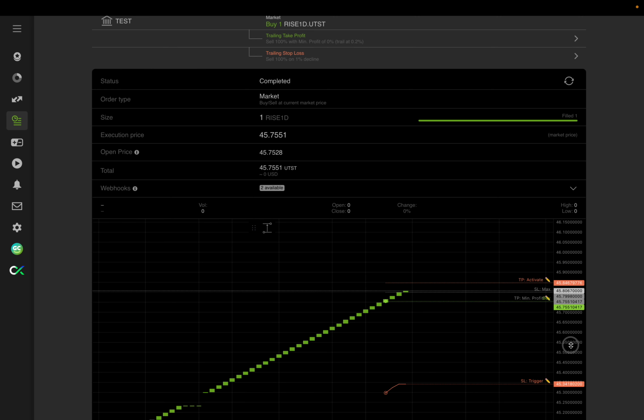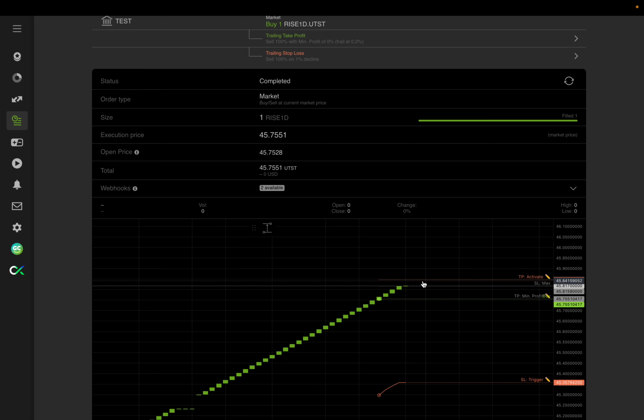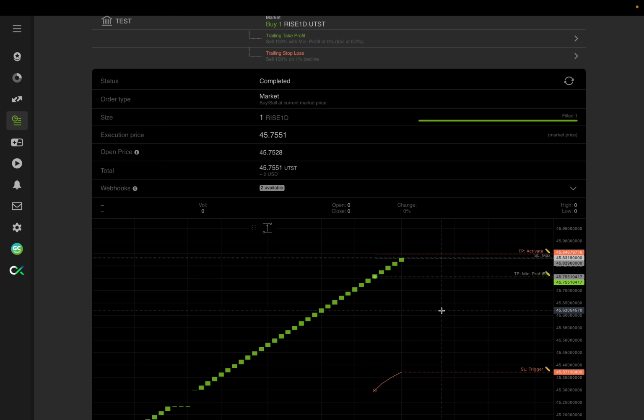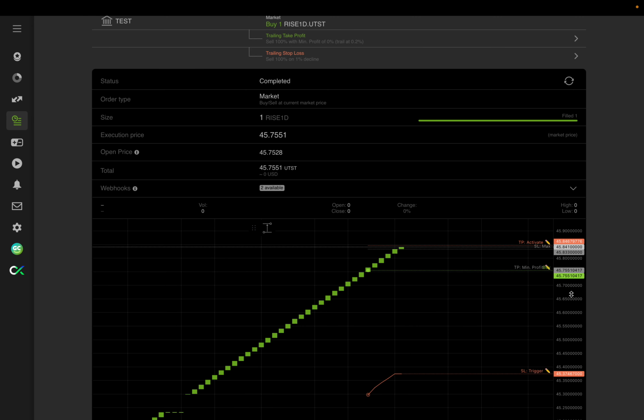So you see trailing stop loss is doing its work, trailing take profit still sleeps. In around 30 seconds, the trailing take profit will start trailing as well, and then your trailing stop loss will become irrelevant, and your risk or potential foregone profit will decrease from 1% to 0.2%. That's basically in a nutshell why you want to use both of them at the same time.